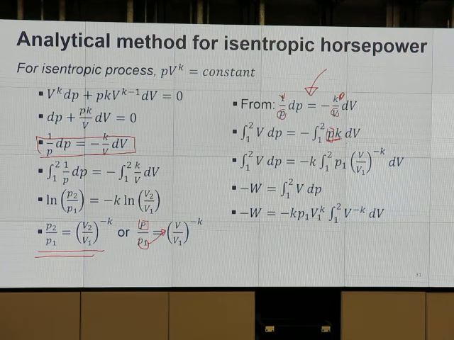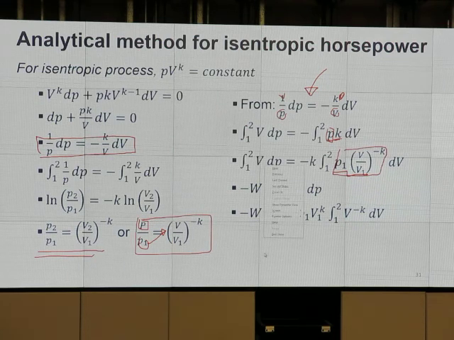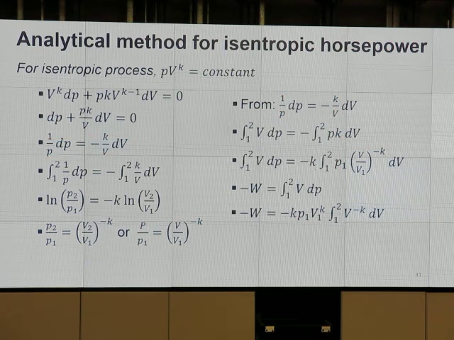Okay. Instead of writing P, I can say P1 multiplied by V over V1 to the power of K. I substitute the value that I already have. That one. So when I have that, I know that minus W is the integration of VdP from the previous formula that we got together, right? From the previous slide. Okay. So substitute this one on the left-hand side.